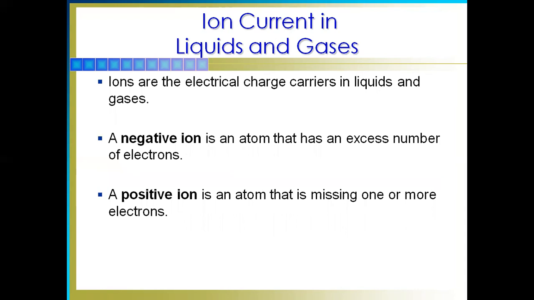A negative ion is an atom that has an excess number of electrons, and a positive ion is an atom that is missing one or more electrons.